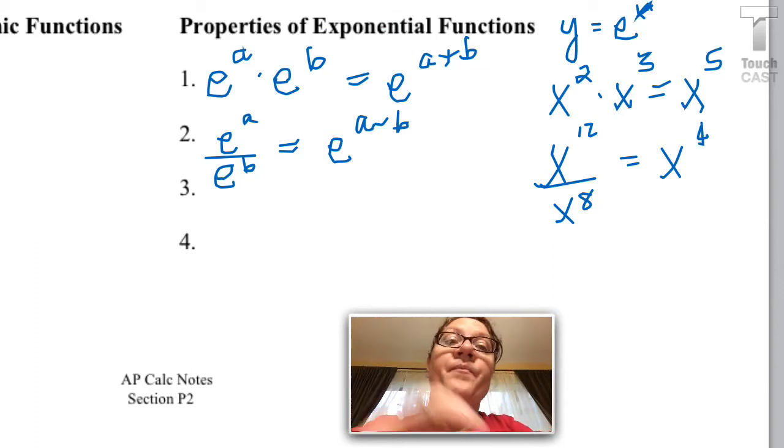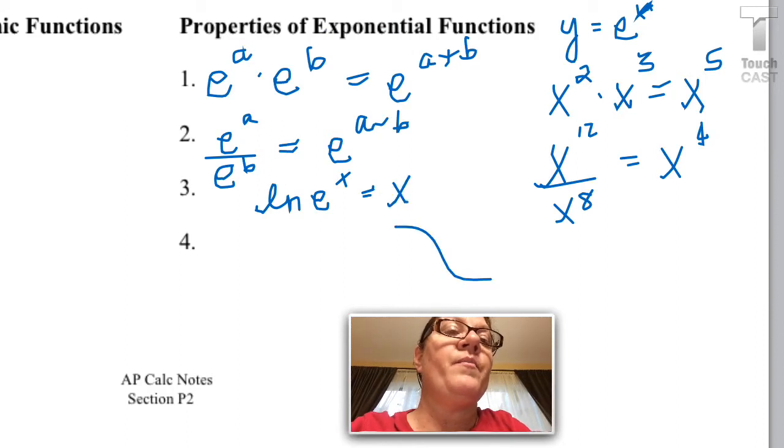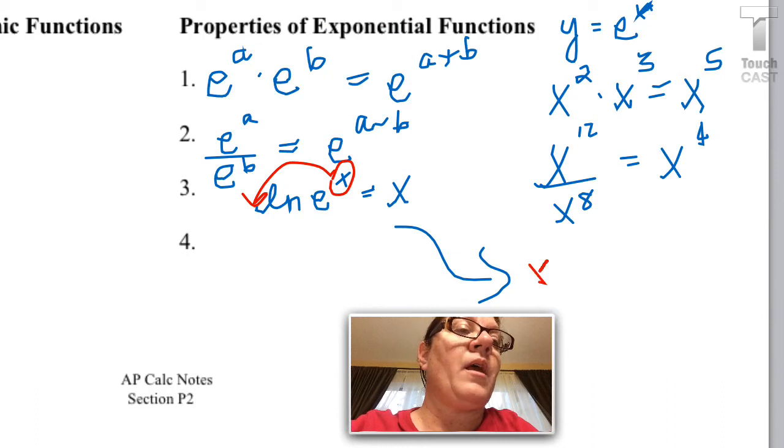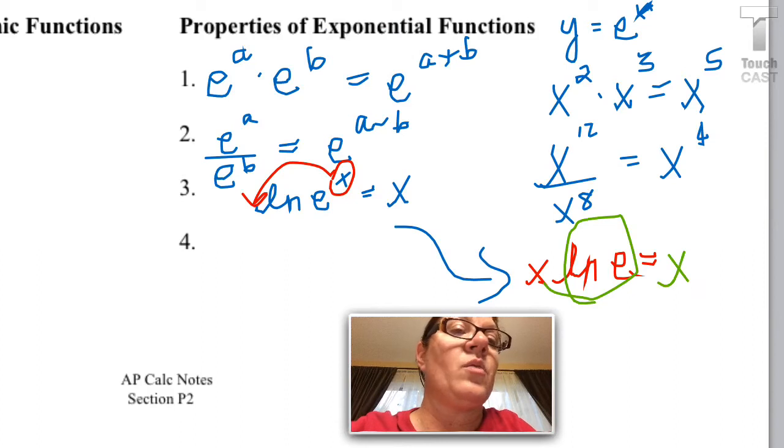And the third one is natural log of e to the x is just x. And of course that comes from dropping down that power. So remember just a second ago we said we could move that down in front. And if you remember, natural log of e is just 1. So this right here equals 1. And so I get x. That's where it comes from.